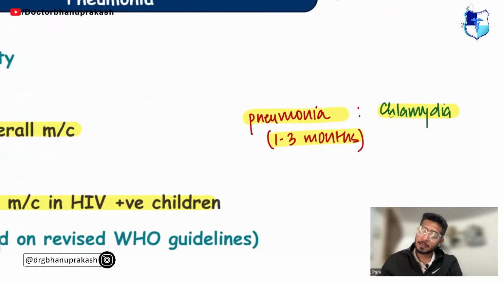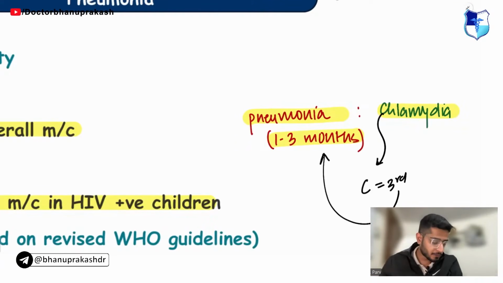Coming on to pneumonia in like 1 to 3 months, that's going to be chlamydia. So remember this. Chlamydia, C is the third letter of the alphabet. So remember, this is going to be in the 3 months.